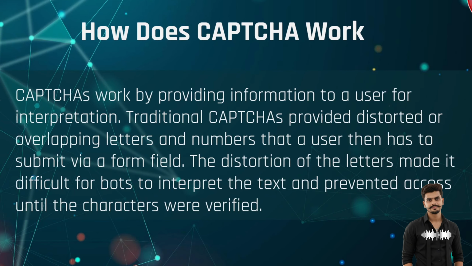Let's see how it works. I'll just give an example. While browsing a website, you might see a checkbox of "I'm not a robot," right? There you just need to click on that checkbox. After that, it will confirm that you are a human. But basically, how does it work?